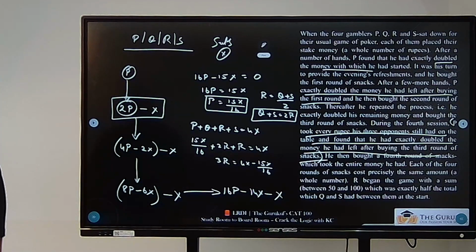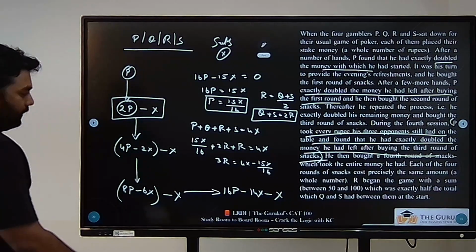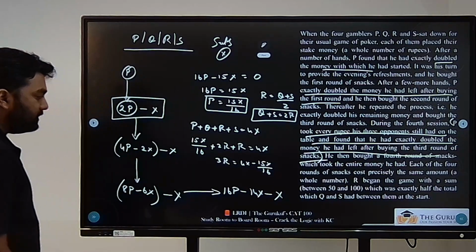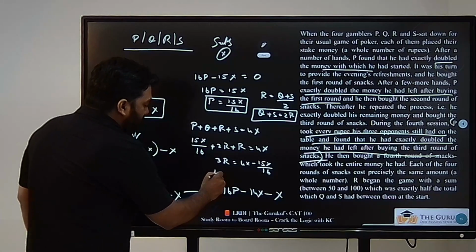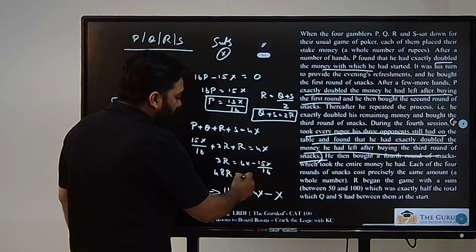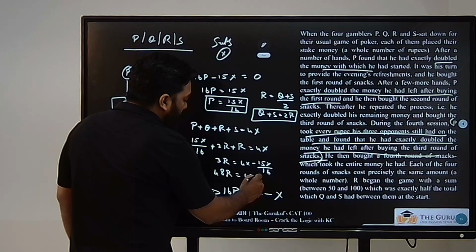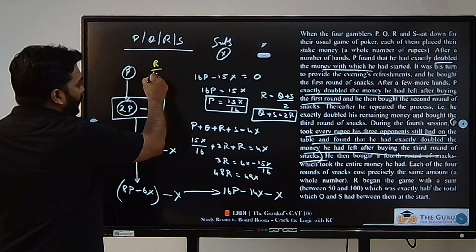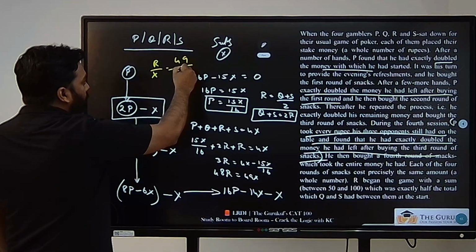Now find the relation between R and X. Perfect. So if you take the LCM and multiply, this will become 16 threes, 48x, sorry, 48R is equal to 64x minus 15x. That is 49x. So I can write R by x is equal to 49 by 48.